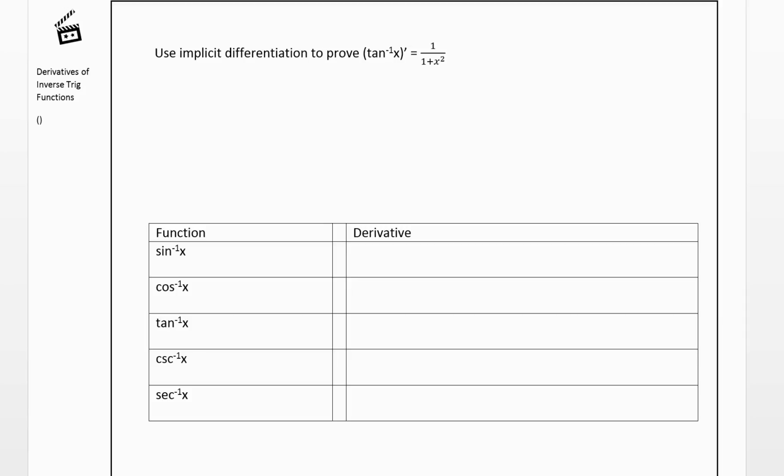So we're going to look at how we find the derivative of tangent inverse of x. You may also know this as arctan of x, and the derivative is 1 over 1 plus x squared. So if we have this function y equals tangent inverse of x, then that means the same thing as x equals tangent of y. That's what an inverse function means, that you can switch the x and the y. So we're going to use implicit differentiation to take the derivative of both sides.